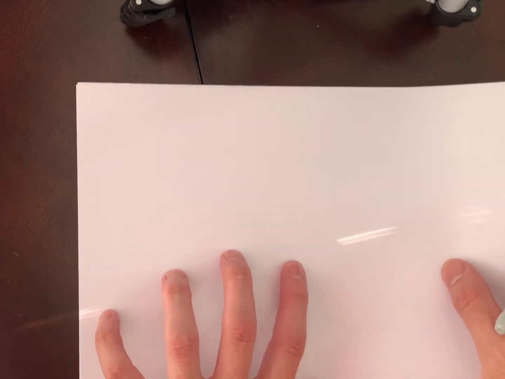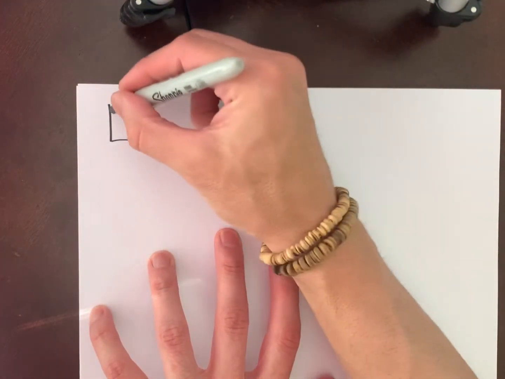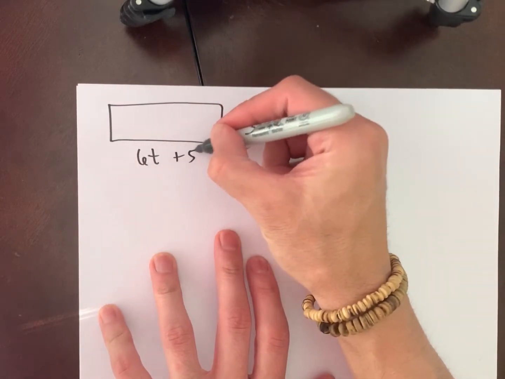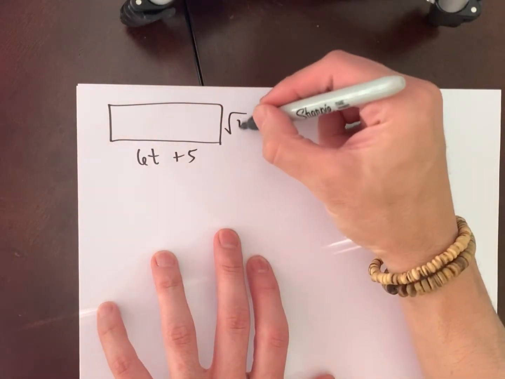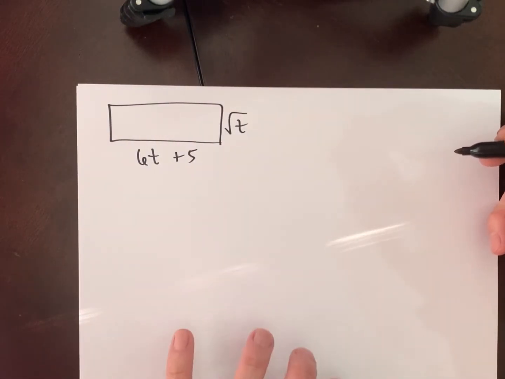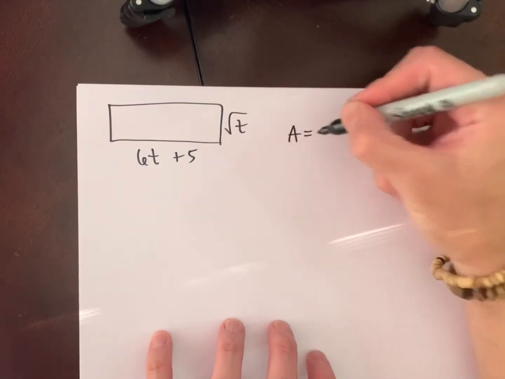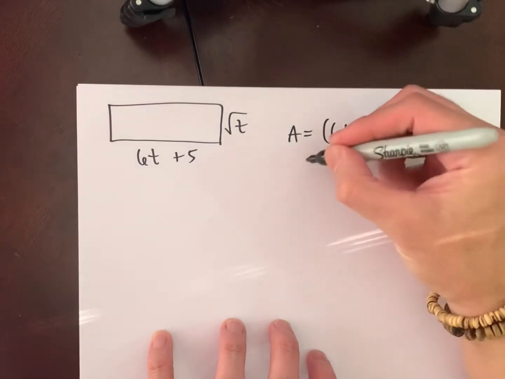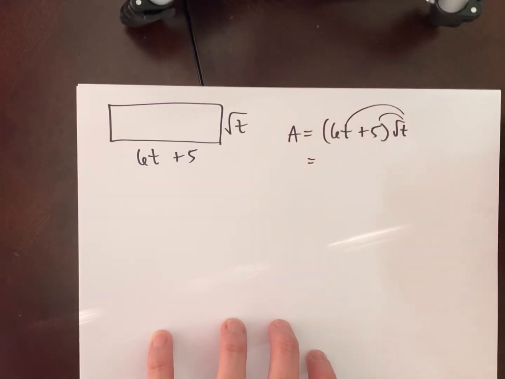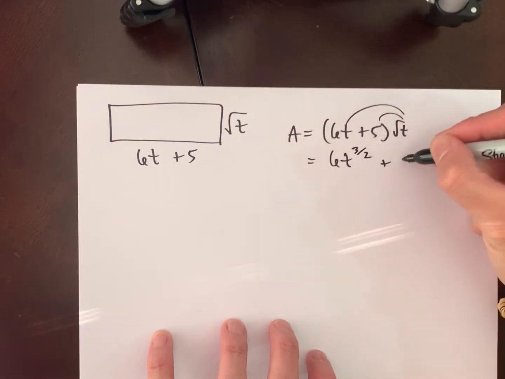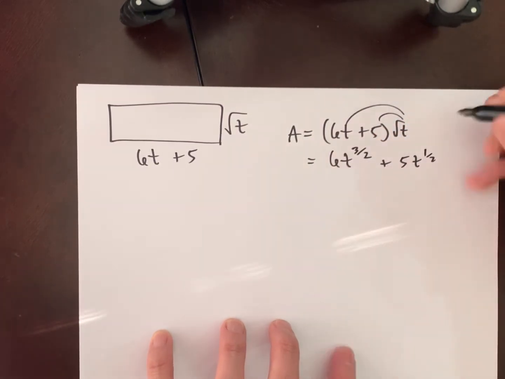Now for the next one, we want to model this. So we have a rectangle, and we're given that the length is 6t plus 5, and the height is this here. And we want to know the rate of change of the area with respect to time. So area is base times height, or length times width. And you can distribute if you want. That would be easier. That'd be 6t to the 3 halves plus 5t to the 1 half. Recall that square root t is the same as t to the 1 half.